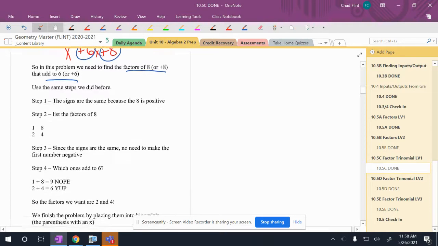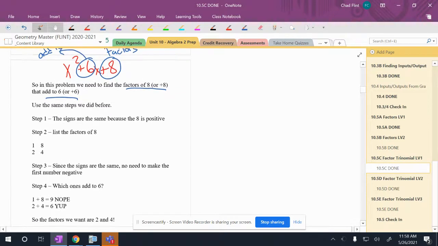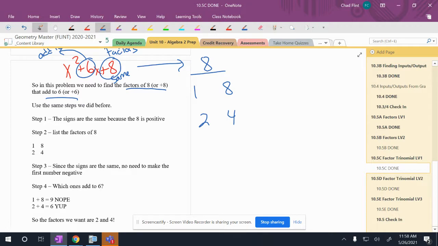All right, so step 1, the signs are the same because the 8's positive. Usually what I'll do is right underneath here, I write down the word same, or I write down DIF for different. Step 2, you list the factors. I'm going to show you exactly what I would normally do. So normally I would list the factors 1 and 8 and 2 and 4. Step 3, since the signs are the same, I'm going to write down at the bottom here, add to 6.